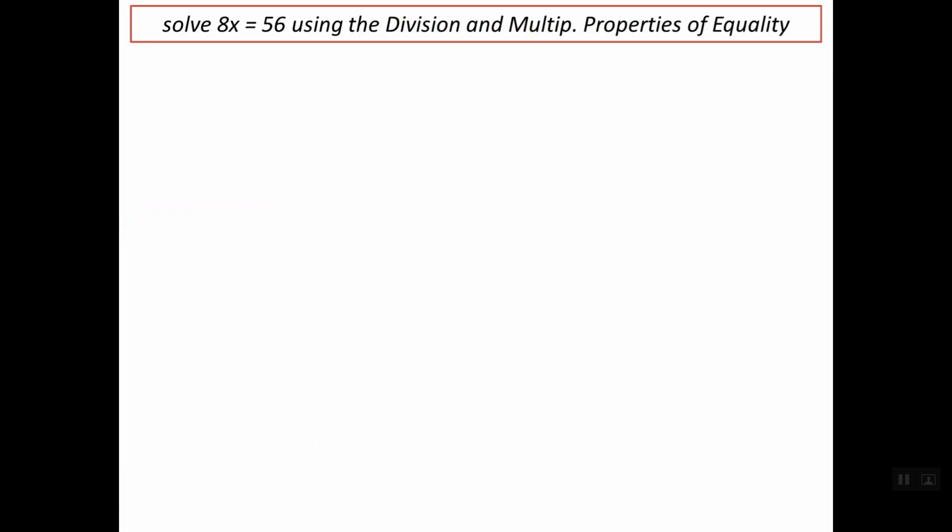Let's apply these two properties to these three examples. The first example is to solve the linear equation 8x equal 56, using the division and multiplication properties of equality. So first, let's understand what we have. The equation is 8x equal to 56. See that the coefficient of the variable x at the left side of the equation is 8. So simply we can change the coefficient to be 1 by dividing both sides of the equation by 8.